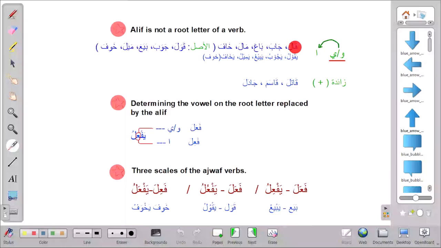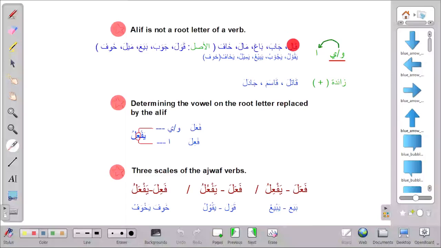So if we say that alif is not a root letter, it will be left with qaf and then lam as the root letters. So where is the third root letter? I hope that is clear. If you compare it to fa'ala, you see the ayn position. The fa corresponds to the qaf here. The ayn corresponds to the alif here. Then the lam corresponds to the lam here. But the ayn position is occupied by an alif. So one thing we need to know is that alif is not a root letter.